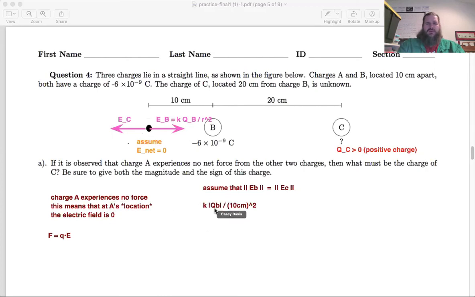So k times charge B divided by the radius squared. And we can set that equal to k times charge C divided by what radius would that be from C to the location we care about? 30. Yeah, so that'll be 30 centimeters squared. And which one of these charges are we trying to solve for? Yeah, we want to solve for charge C. So to isolate charge C, how would you isolate that?